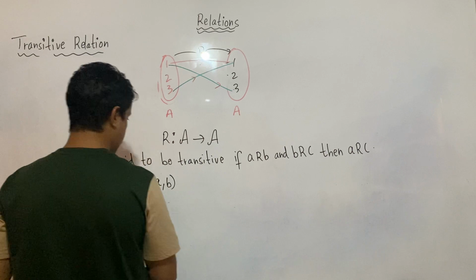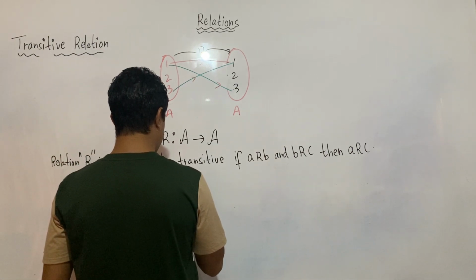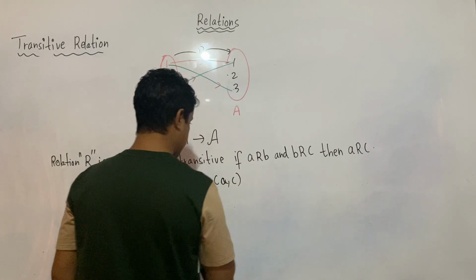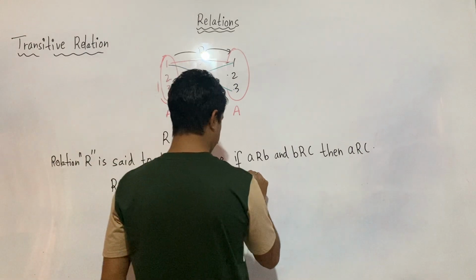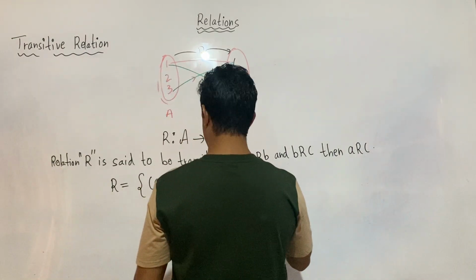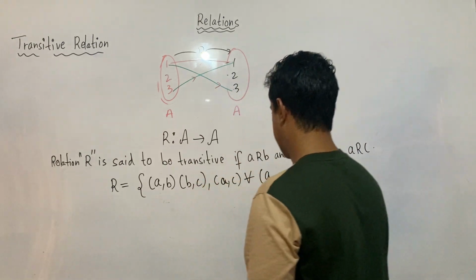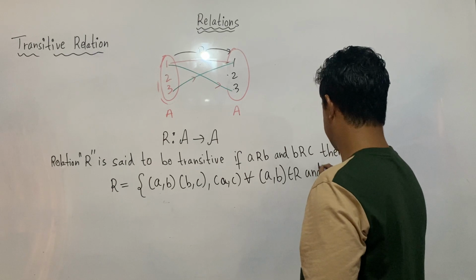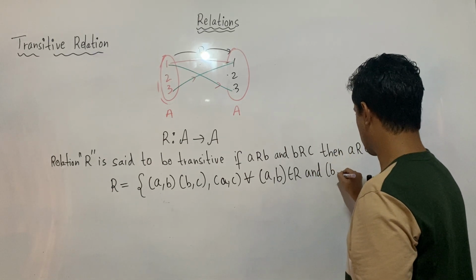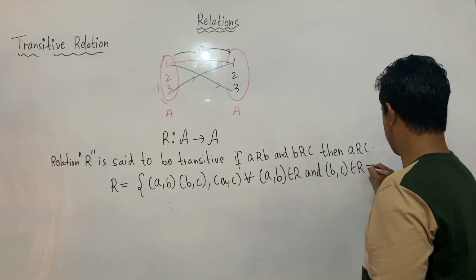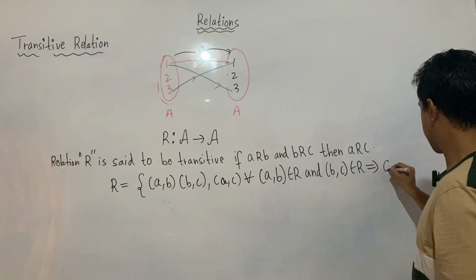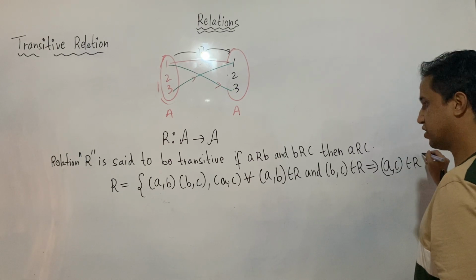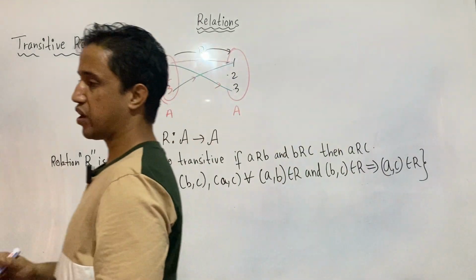(a, b), (b, c), (a, c): for all (a, b) belongs to R and (b, c) belongs to R, you must have (a, c) belongs to R. So this is the definition of a transitive relation.